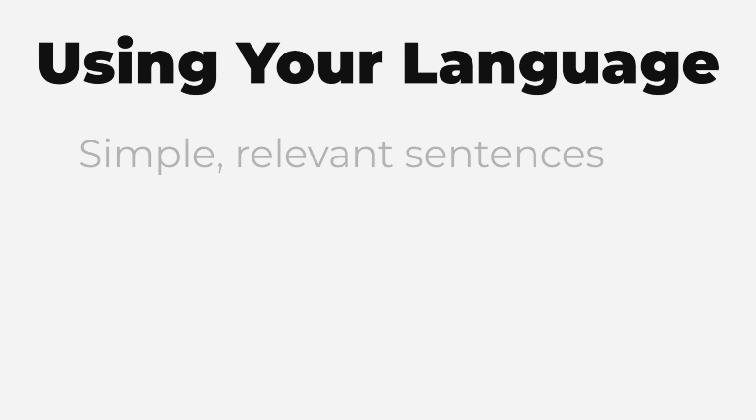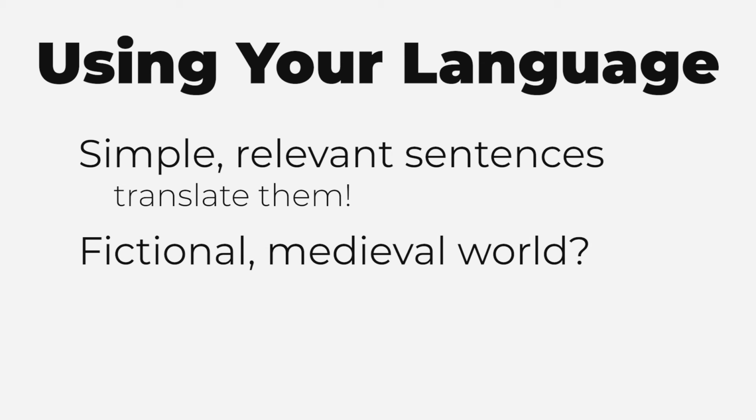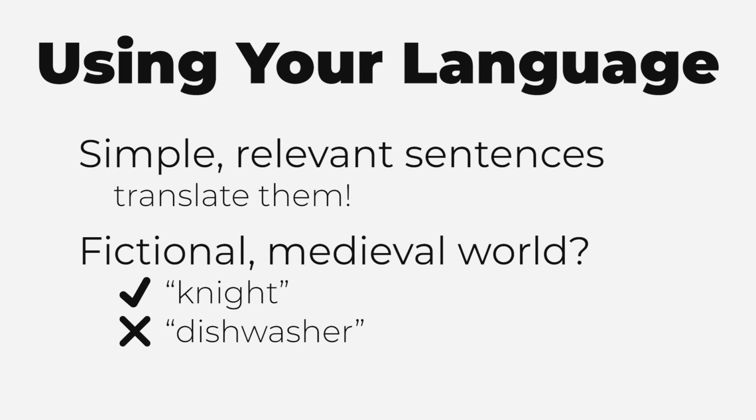Now that you have done all that work, you can have some fun. Use your language. Start with simple sentences that are relevant to your language and translate them using your vocabulary and grammar. The emphasis here lies on relevant sentences. If you create your language for a fictional medieval world, a sentence with the word knight in it might be more relevant than one with the word dishwasher, but relevancy is decided by you. Do whatever it takes to fulfill the purpose of your language.